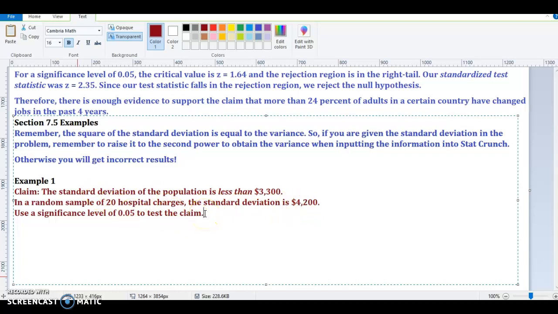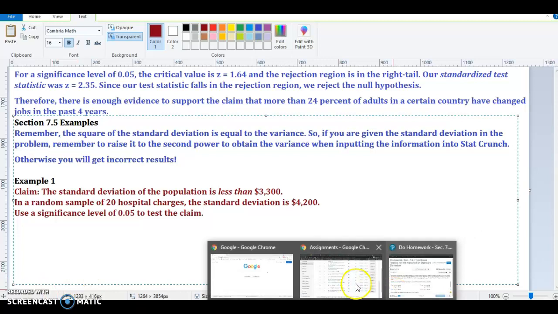Before we go ahead and test the claim, this is a really important point. Remember that the square of the standard deviation is equal to the variance. So if you're given the standard deviation in the problem, like we are here, where we're given the standard deviation of the population and the standard deviation of the sample, remember that we have to raise it to the second power to obtain the variance when inputting the information in StatCrunch. Otherwise, we're going to get an incorrect result.